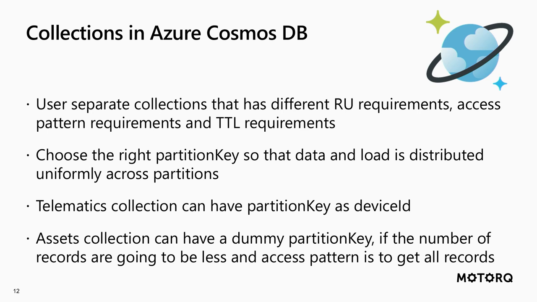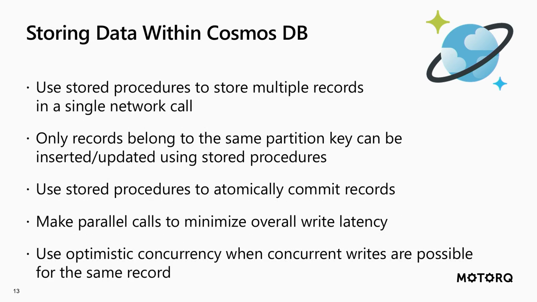So we have to choose the right partition key to distribute the load uniformly across the Cosmos DB partitions. And if you want to achieve the maximum write throughput for your Cosmos DB, you have to use stored procedures. There are some limitations with stored procedures. Only documents with the same partition key can be stored using a single stored procedure call. So if there are multiple records with different partition keys, then you need to make parallel calls to the stored procedures, passing them a different set of records.